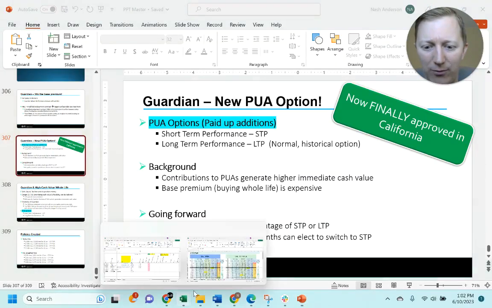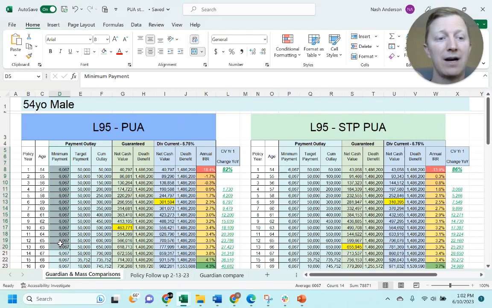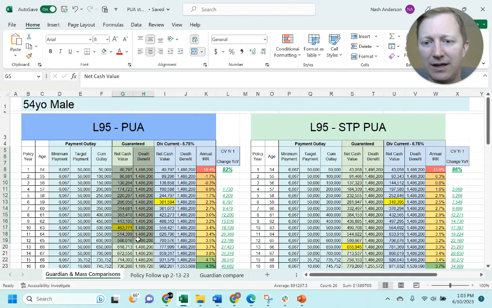All right, let's take a look at what this actually looks like side by side. So this is a policy I was looking at for a 54-year-old male. On the left is the normal or long-term PUA option. On the right is the short-term PUA option. We have the policy year, age, minimum payment, so this is that 10% of base premium, so $5,000 or less, plus the minimum amount to keep the policy alive with the riders intact, specifically the scheduled PUA and 1 year term insurance, so $6,067 minimum, target payment or the maximum, and then the cumulative outlay, the guaranteed net cash value and death benefit, and the dividend net cash value and death benefit.